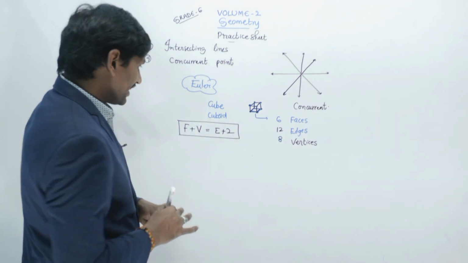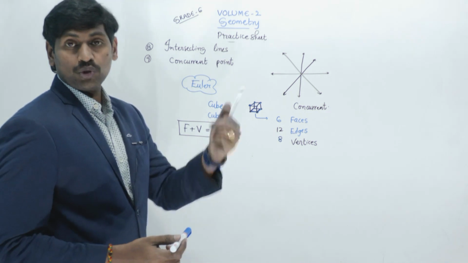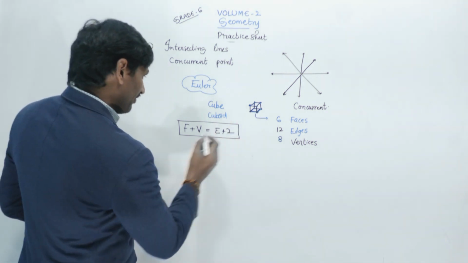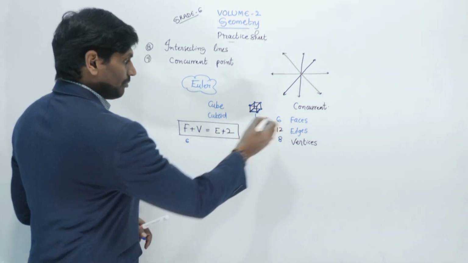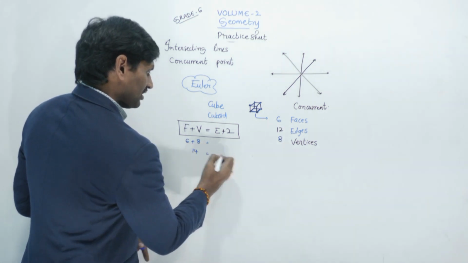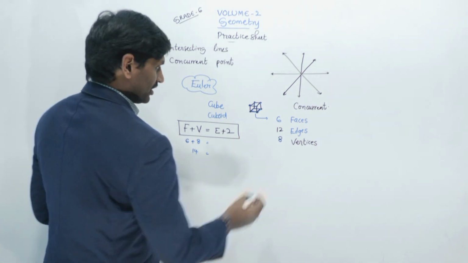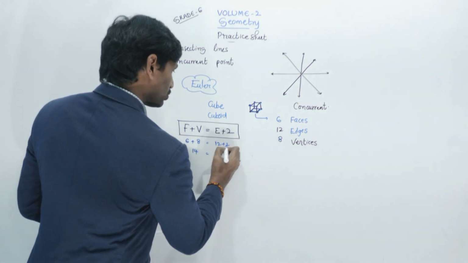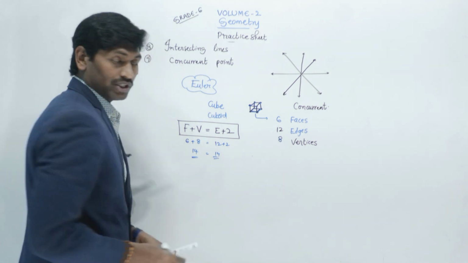Okay, now let us check here. Let us take the cube. A cube has flat surfaces. How many faces? There are 6 faces. How many vertices? There are 8 vertices. 6 plus 8 is 14. That must equal edges plus 2. How many edges? 12 edges plus 2. 12 plus 2 is 14. 14 equals 14.